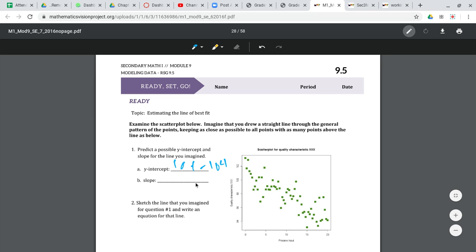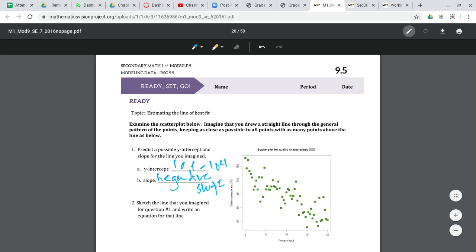So then for the slope, what kind of slope are we going to have? Is this going to be a positive slope? Negative slope? 0, undefined? What are we thinking? If we drew a line that best fits the data, it would be a negative slope.